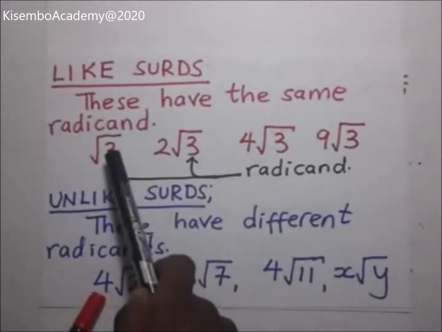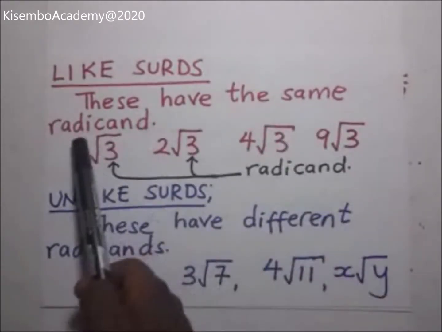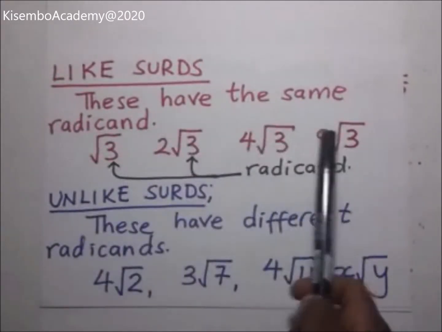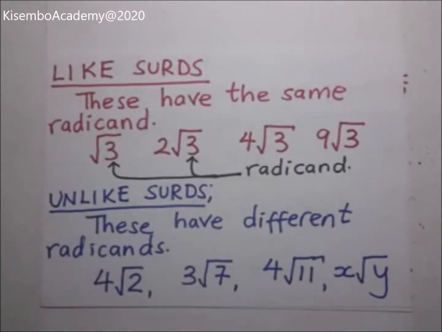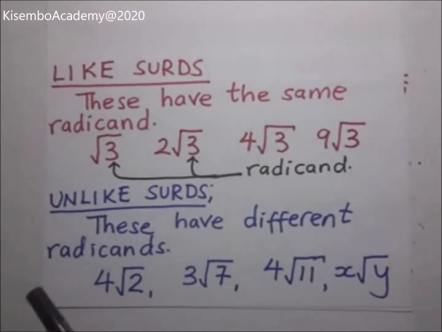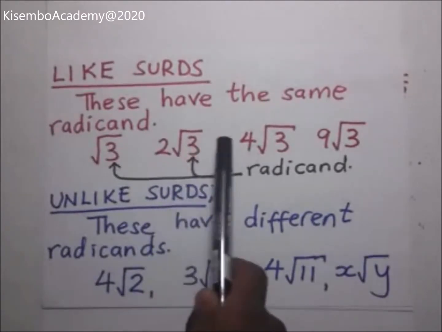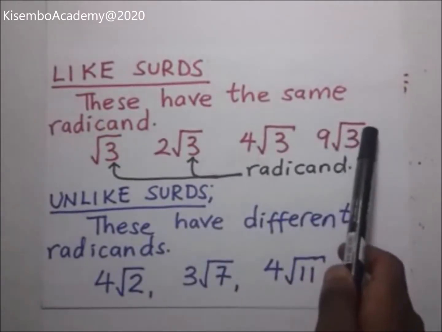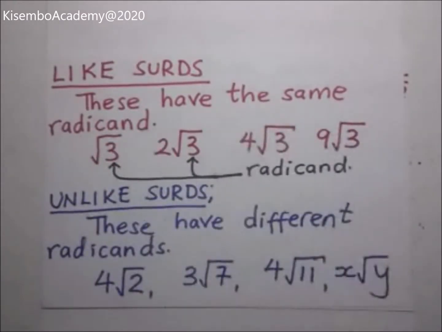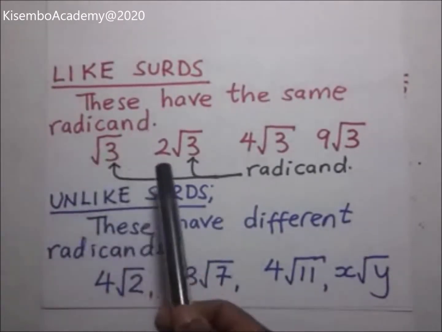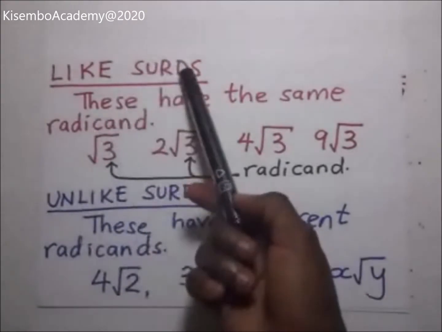So when you are having surds that have the same radicand, these qualify to be called like surds. It's like in algebra when you're having x, then 2x, then 4x, then 9x. Because they're having the same unknown, they qualify to be called like terms. Now, of course, unlike surds are the opposite of like surds.